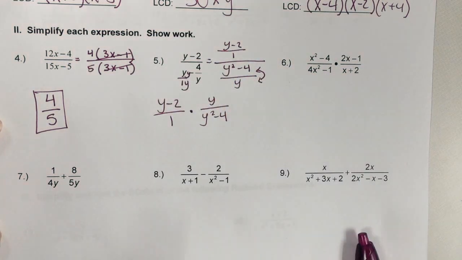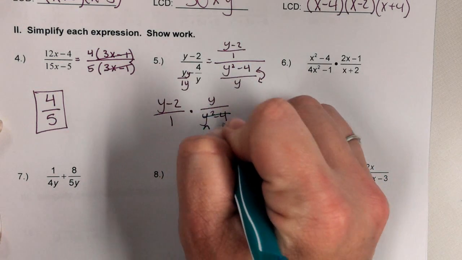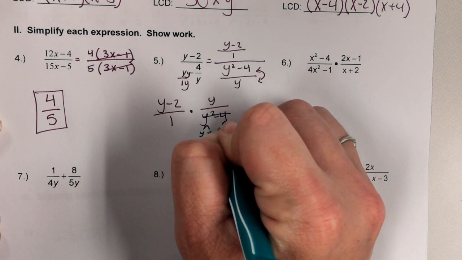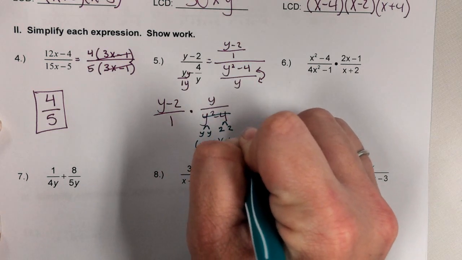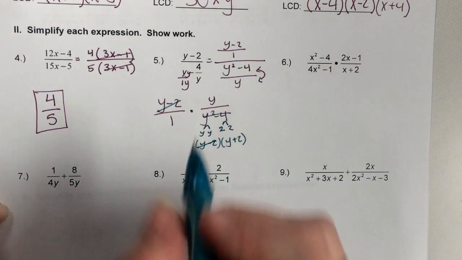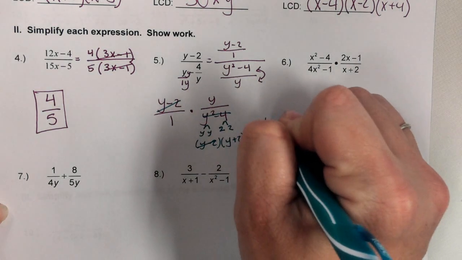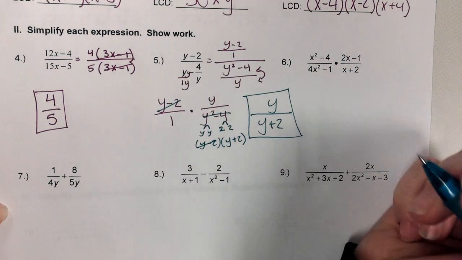So I need to factor the only piece that factors, which is this guy. It's a perfect square minus a perfect square. And I get that. So y minus 2's cancel. 1 times y plus 2 is just y plus 2 over just a y on top. So that's your answer.